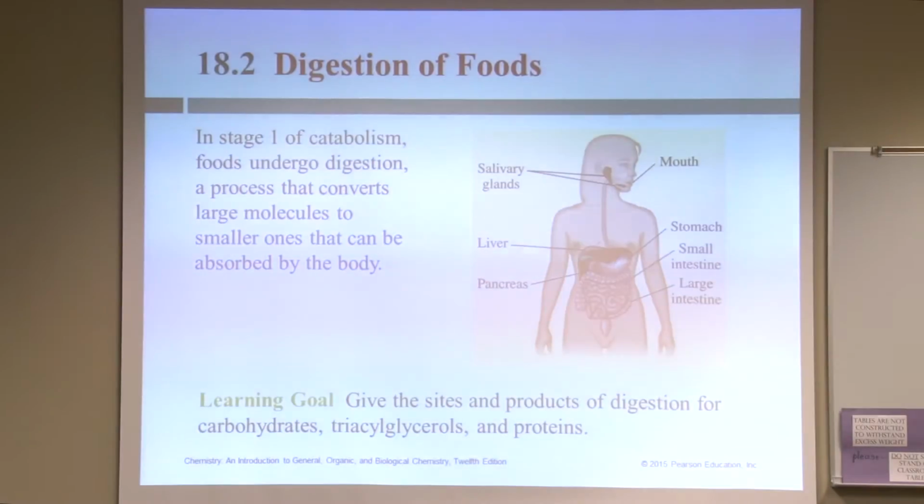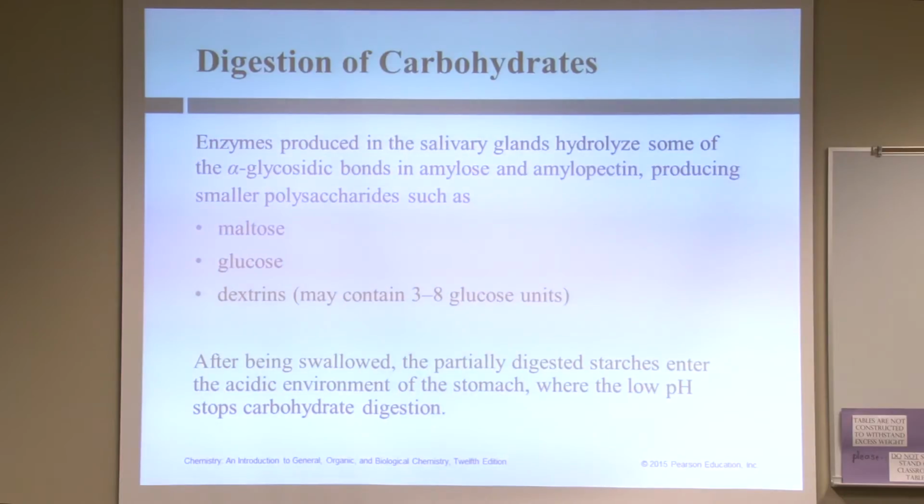So in 18.2 right now, we discuss stage 1 of catabolism, where we discuss breaking larger molecules into smaller molecules. Food undergoes digestion in stage 1 of catabolism. The process converts large molecules to small molecules that can be absorbed in the body. So we'll see how this works.